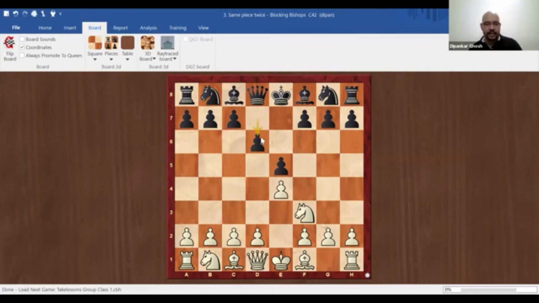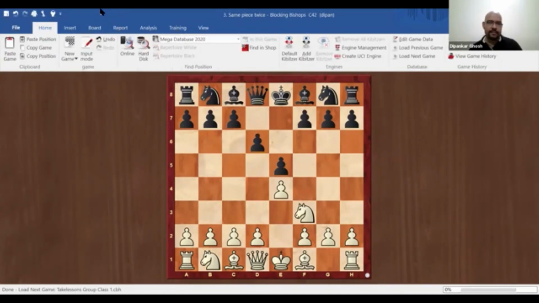Can anybody tell me what might be a little downside of this move? What might be wrong about this move? In the chat, type in, there is one piece of black's that is not very happy. So one of the don'ts was don't block your bishops. So which bishop is being blocked by this pawn? It's this bishop, the f8 bishop, right?